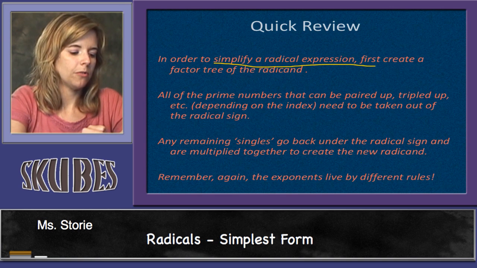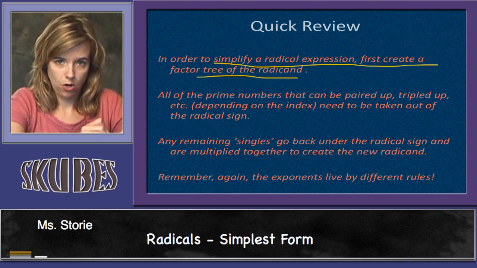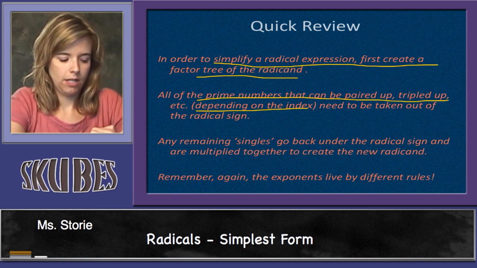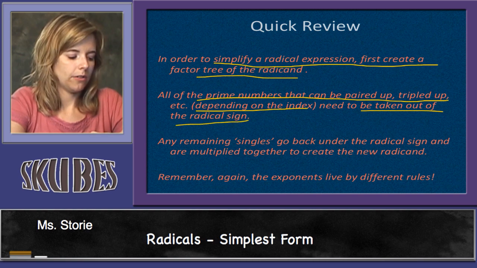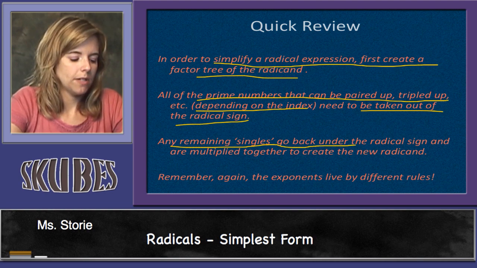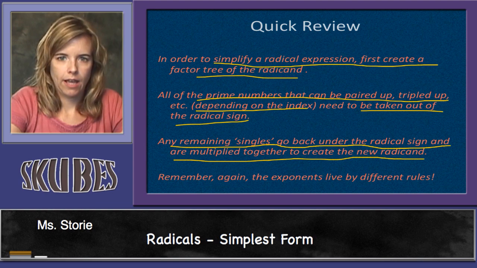So, in order to simplify a radical expression, create a factor tree of the radicand. Do that for the actual coefficient, the number. All the prime numbers that can be paired up, tripled up, whatever they're telling you according to the index, need to be taken out of the radical sign. Any remaining singles, those people or those groups that can't be put into whatever the index group says, they go back under the radical sign and they're multiplied together to create a new radicand.